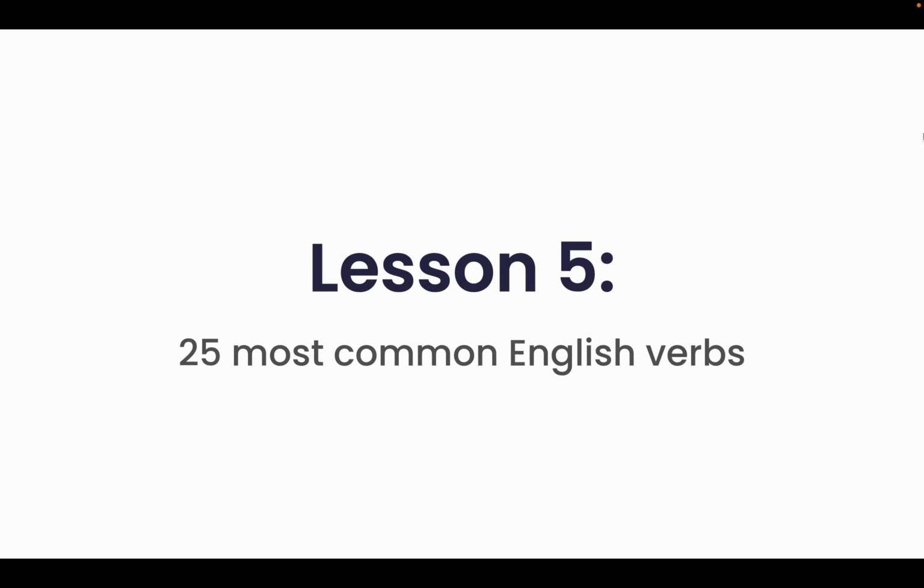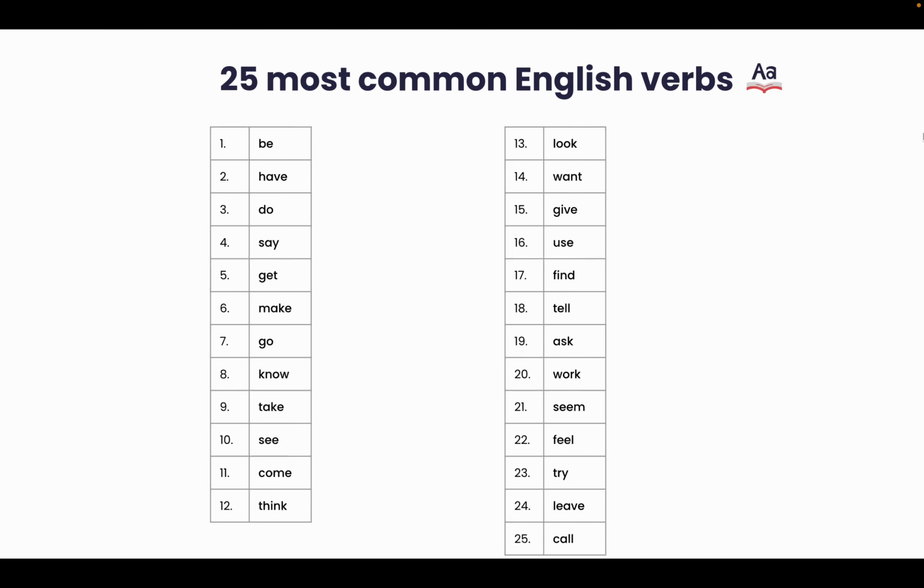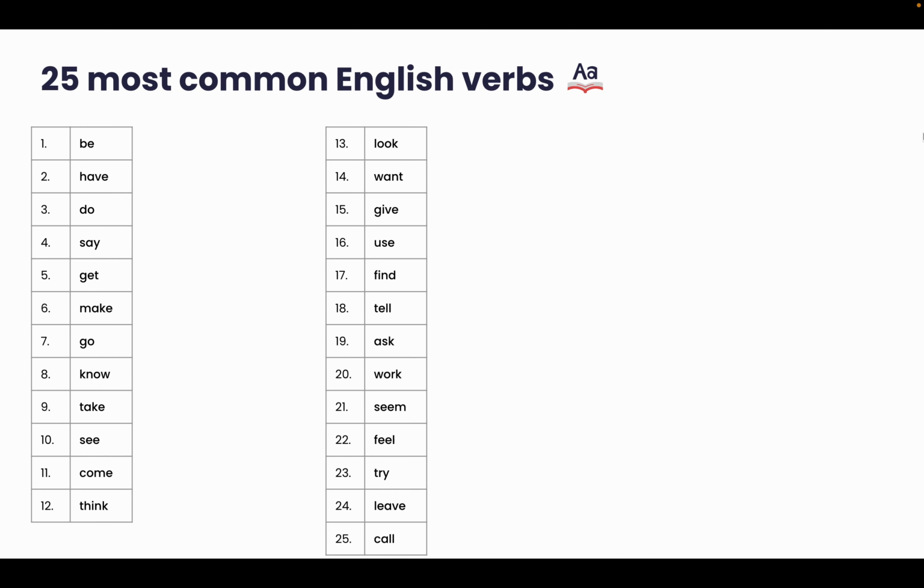Lesson 5. 25 most common English verbs. Verbs are the most important parts of every sentence. Here we go with the list of 25 most common English verbs made by Oxford Dictionary. I want you to get to know all of these as they are the basis of the whole course. Now let's go and read all of them, shall we?